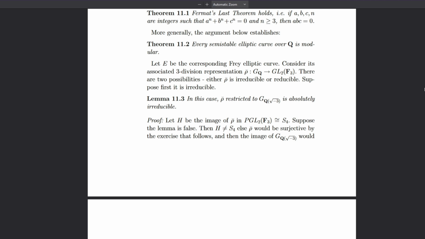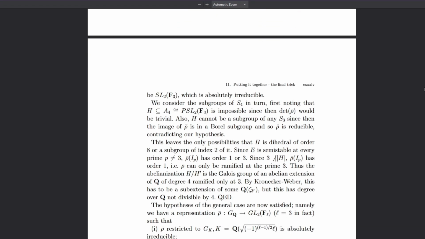Lemma 11.3. In this case, rho bar restricted to G_Q of the square root of minus 3 is absolutely irreducible. Proof. Let H be the image of rho bar in PGL2 F3, which is isomorphic to S4. Suppose the lemma is false. Then H is not equal to S4, else the image of rho bar would be surjective by the exercise. And then the image of G_Q of the square root of minus 3 would be SL2 of F3, which is absolutely irreducible.